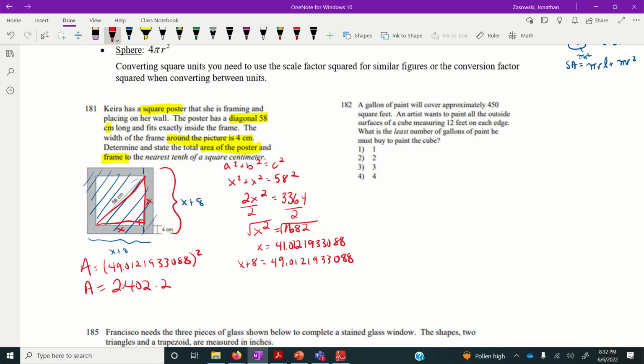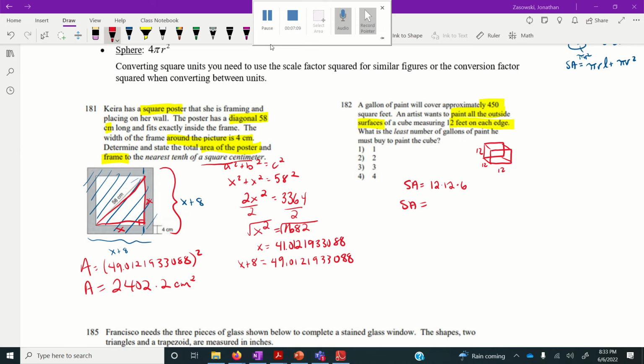And it is in centimeters, so the area would be in centimeters squared, but that is already implied because it's written in squared centimeters. So if you didn't write it, you wouldn't lose points for this question. Okay, 182 next door. Go ahead and try this one, and then we'll go over it together.